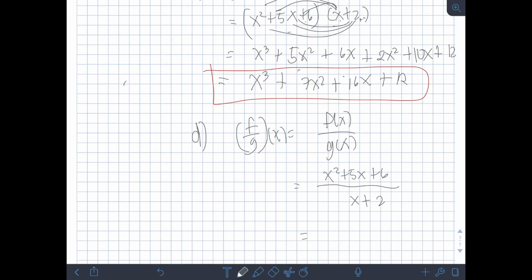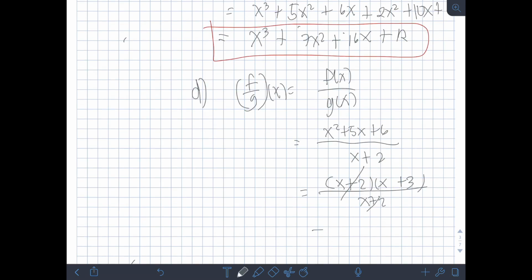So factor out natin tong taas. So x plus 3, x plus 2, over x plus 2. Cancel. We have x plus 3. So therefore, f over g of x is equal to x plus 3.